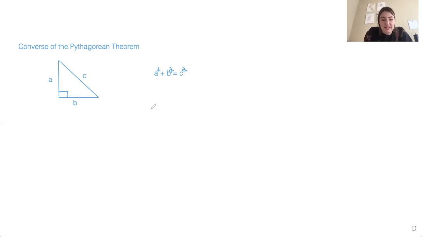So if a triangle has side lengths of 2 feet, 4 feet, and 5 feet, we have to ask, is it a right triangle? So the two smaller sides are going to be the leg lengths, so a and b, and then the biggest length is going to be the hypotenuse. So we plug it into the equation. So we go 2 squared plus 4 squared, does it equal 5 squared? Let's just leave a space there.